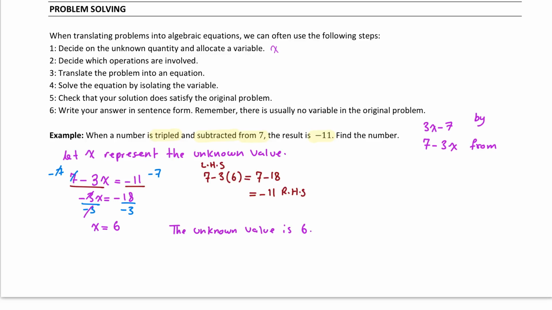Make sure when you're writing your final sentence, you don't write that the x value is 6, because the original question doesn't ask you what x is. You use the variable x to put this into an equation and solve it algebraically. So to answer the actual question, you can't say that x is 6. You have to say that the unknown value, or the number, is another way you can say it. The number that we're looking for is actually 6.